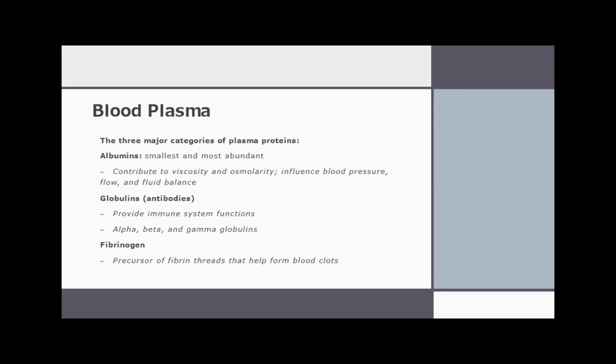Your globulins are your protective force, okay? That is what's going to identify and tag foreign invaders. You've got 3 different types of globulins: your alpha, your beta, and your gamma.